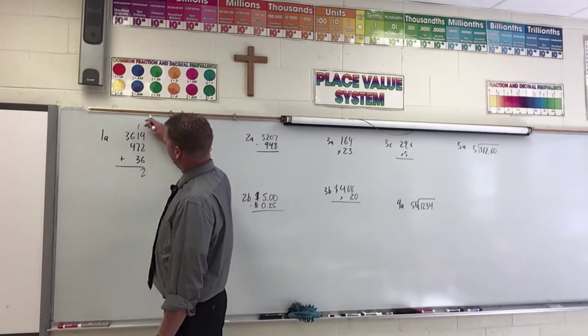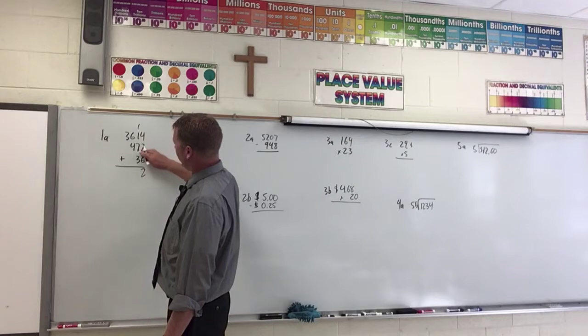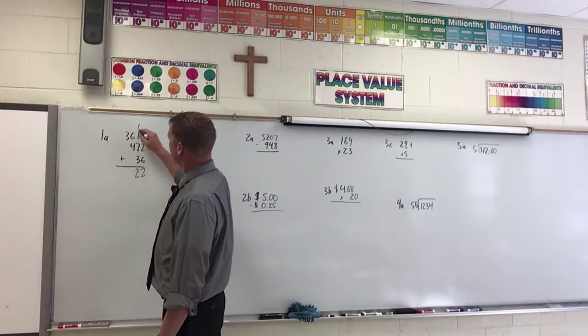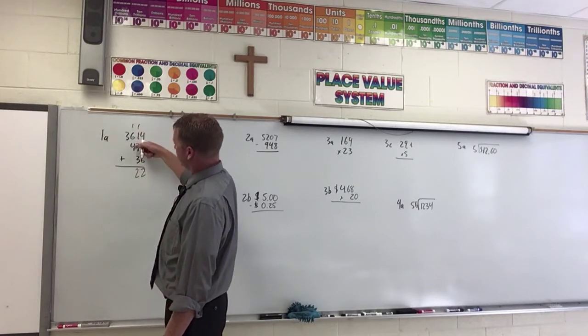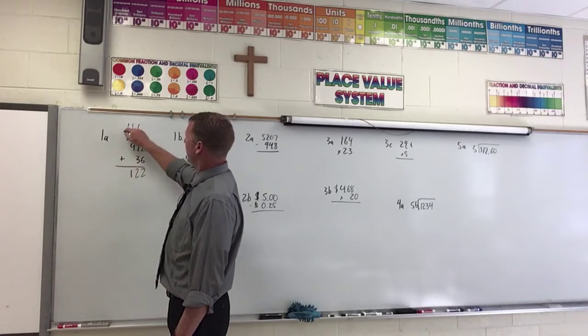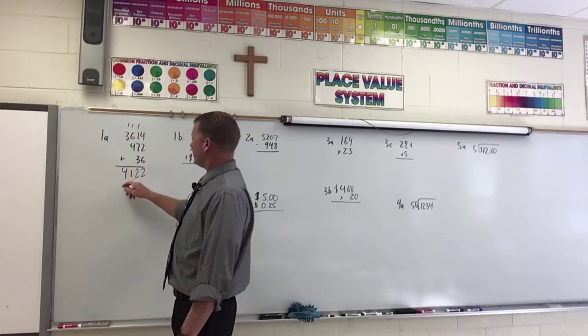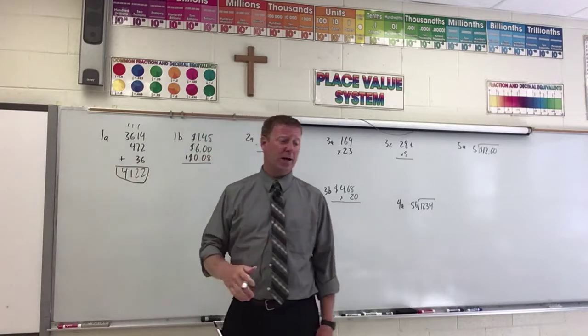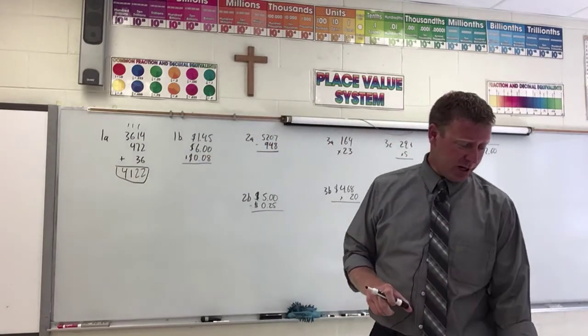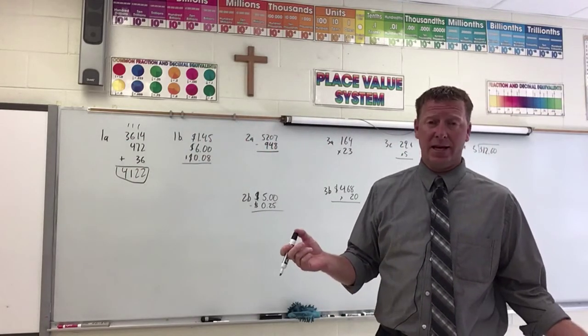Write the 2, carry the 1. 1 plus 1 is 2, plus 7 is 9, plus 3 is 12 again. Carry the 1. 1 and 6 is 7, plus 4 is 11. Carry the 1, 4. I have an answer of 4,122. I go back, I check my book, I can see that the answer is there.